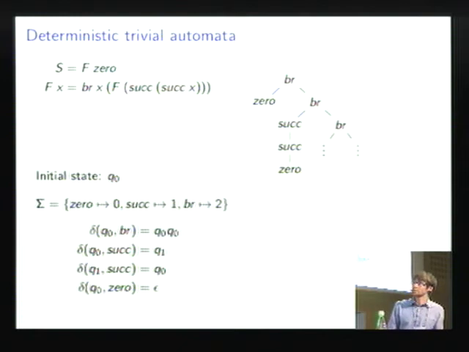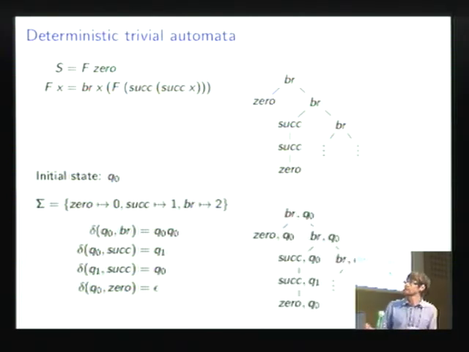The transition function is given here in the bottom left, and you can see this rule, as it operates on trees. If we're in state Q0 and we see a branch, then we transition to Q0 for both of the children. If we see suck from Q0, we go to Q1. If we see another one, we go back again. And if we see 0 in state Q0, then we accept. If we saw a 0 in state Q1, we'd be stuck and we'd have to reject.